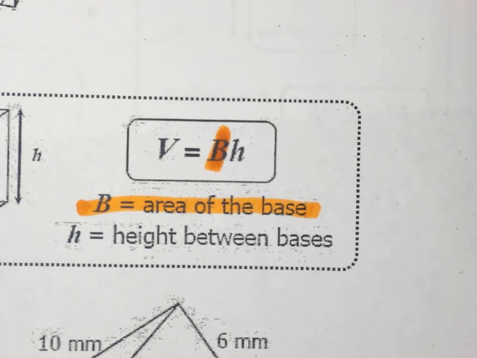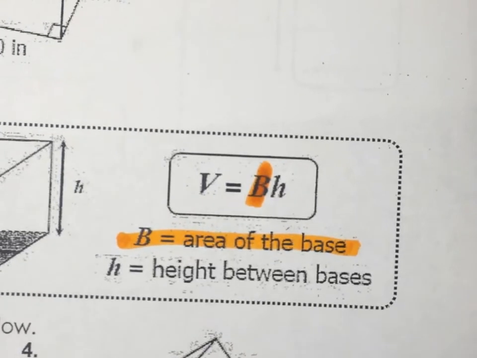That's why I keep drilling and killing these area formulas with y'all. Because your base could be a circle, your base could be a triangle, your base could be a trapezoid, your base could be a rectangle, your base could be a square. You should know how to make that adjustment on that formula depending on what shape your base is.